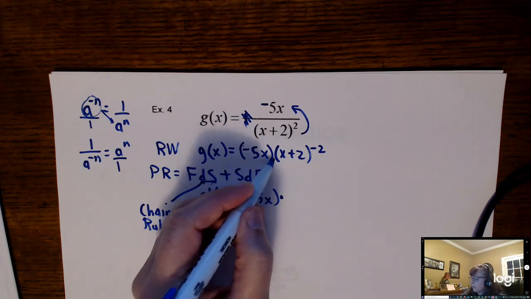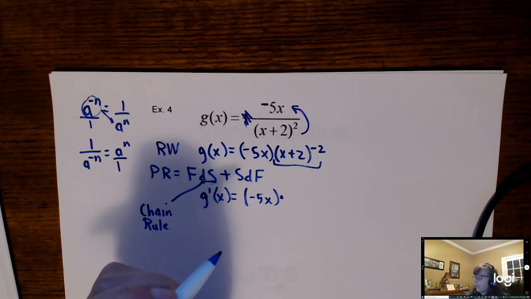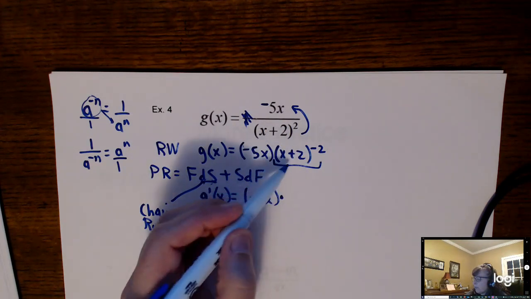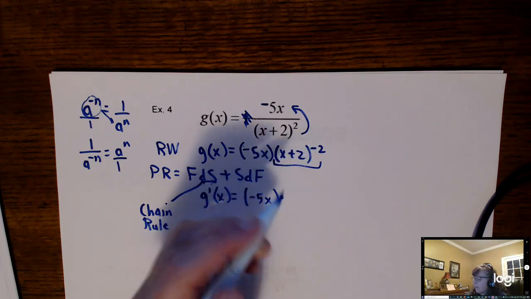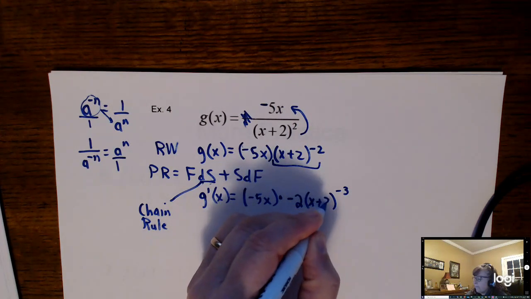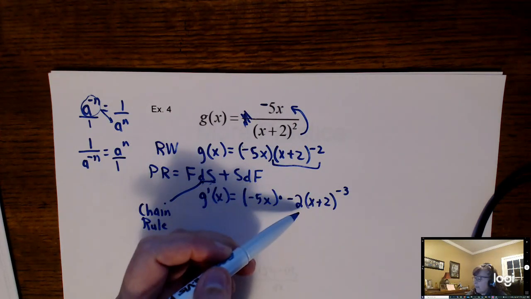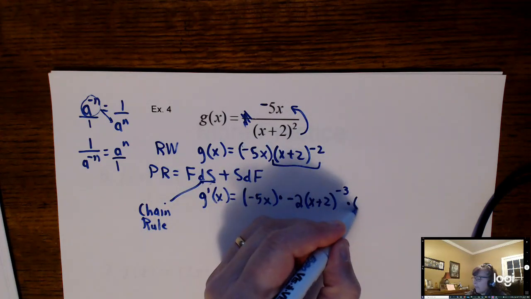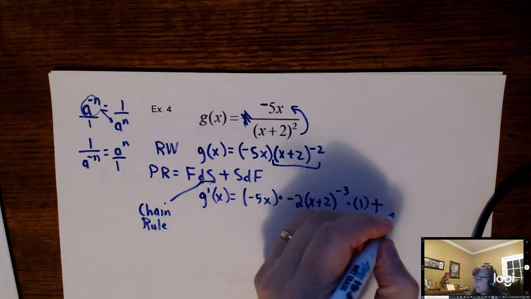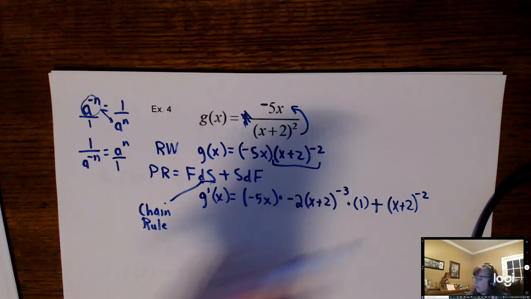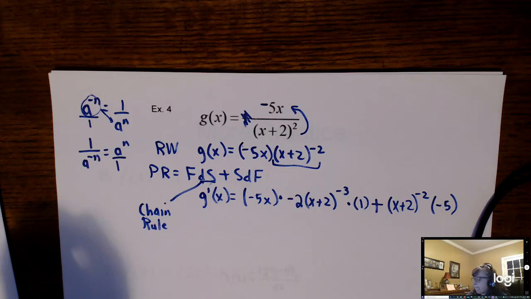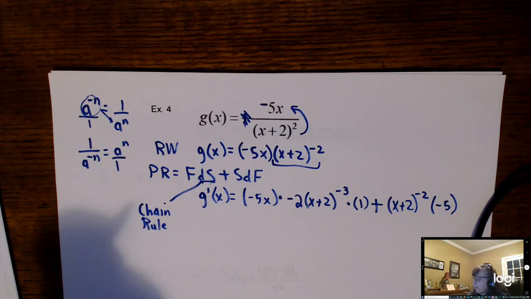So what is the chain rule? The chain rule is the derivative of the outside times the derivative of the inside. So start by thinking of that as one thing, u to the negative 2. U to the negative 2 is negative 2u to the negative 3. That's the derivative of the outside, times the derivative of the inside, which is just 1. Okay, back with the product rule, plus the second, which is x plus 2 to the negative 2, times the derivative of the first, which is negative 5. And you're done. That's it. You don't have to simplify. I don't want you to simplify.